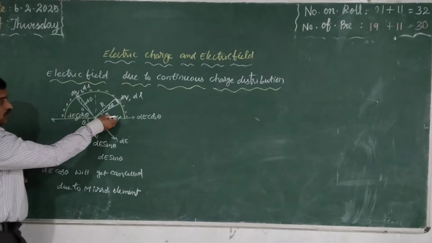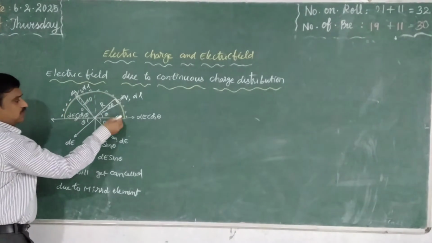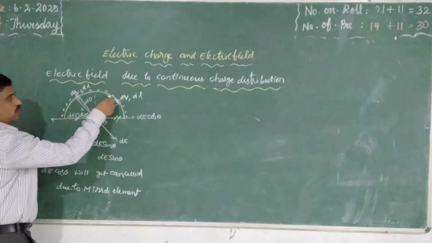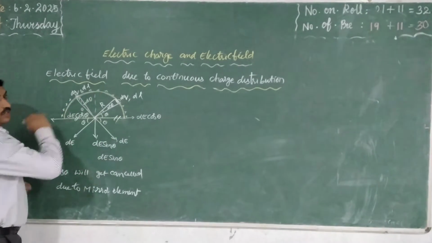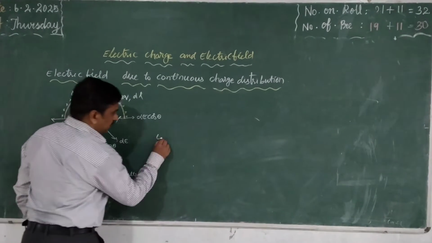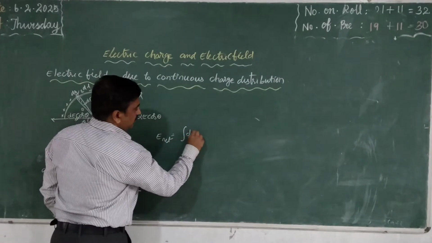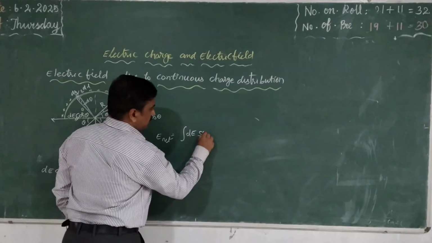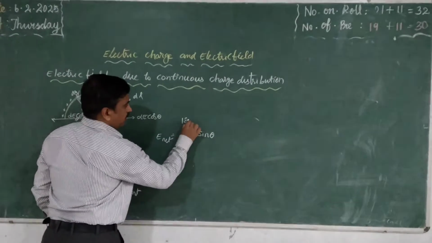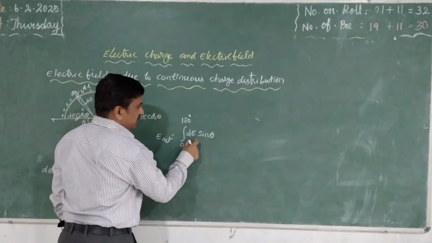So theta goes from 0 to 180. What is the interval here? See, it starts at 0 and goes to some angle like this, so totally it is 0 to 180 degrees. The interval is 0 to 180. So the net electric field we can write as E net equal to the integral of dE sin theta, with the interval 0 to 180 degrees.